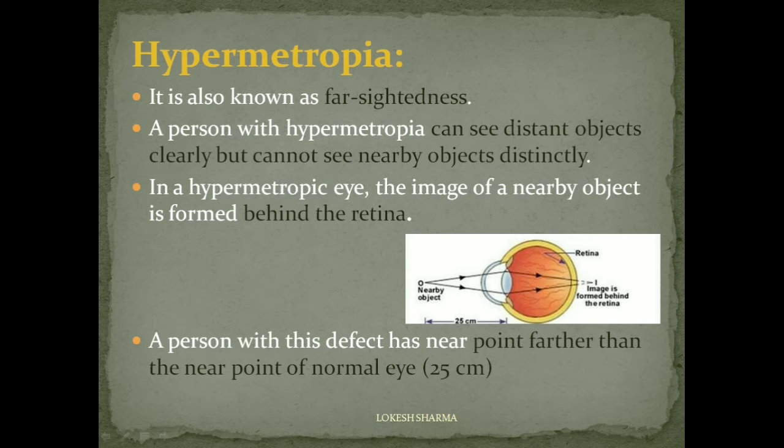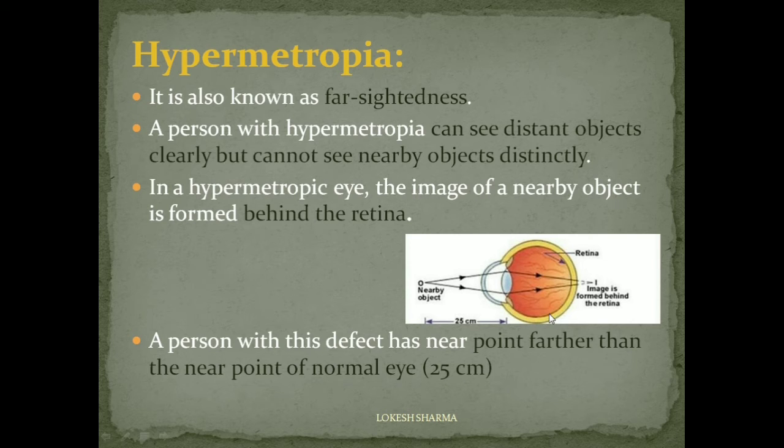Now the next refractive defect of the eye is hypermetropia. It is also known as farsightedness. A person with hypermetropia can see distant objects clearly but cannot see nearby objects distinctly. In a hypermetropic eye, the image of a nearby object is formed behind the retina. A person with this defect has a near point farther than the near point of a normal eye, that is 25 cm.